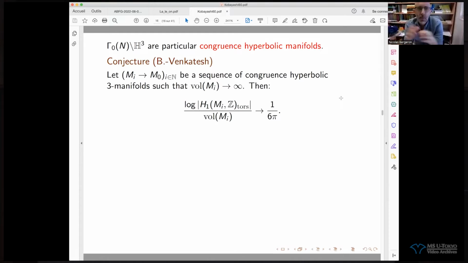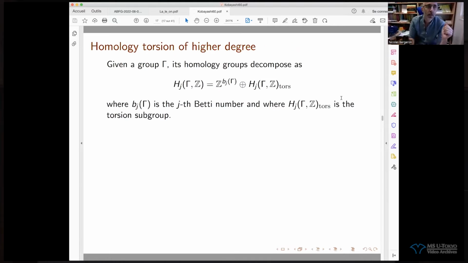You see a number that is close to 1/6 pi when you compute this ratio of log of torsion divided by the volume. So that's one conjecture that is still very open, but in fact it sits in a bigger conjecture that involves more locally symmetric spaces, but for that you have to consider a higher homology, not only H1.